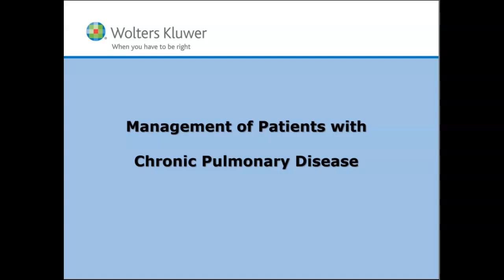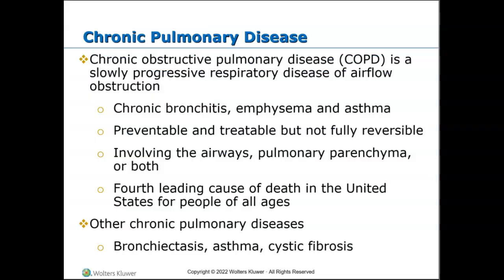Okay, here we go. Management of patients with chronic pulmonary diseases. We're going to specifically look at chronic bronchitis, emphysema, and we're discussing asthma as well in block 1. Chronic obstructive pulmonary disease is a slow, progressive respiratory disease that literally deals with airflow obstruction, and for different reasons, and we'll get into those. Again, talking chronic bronchitis, emphysema, and asthma.